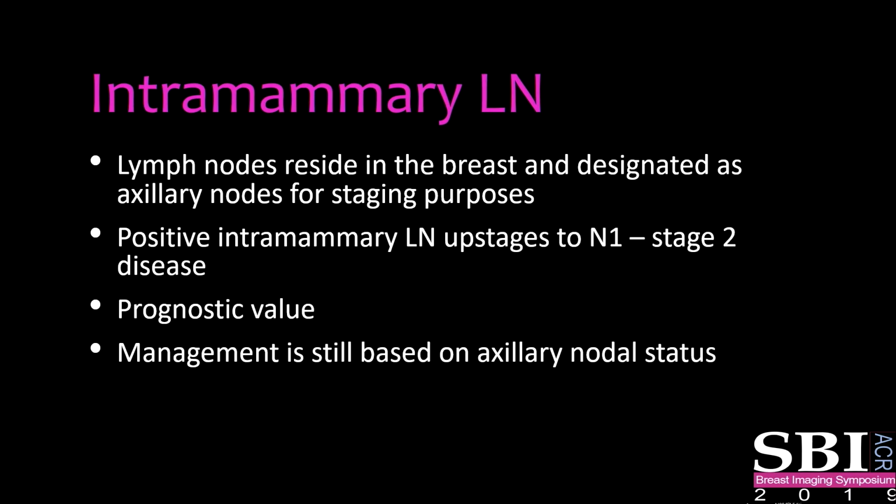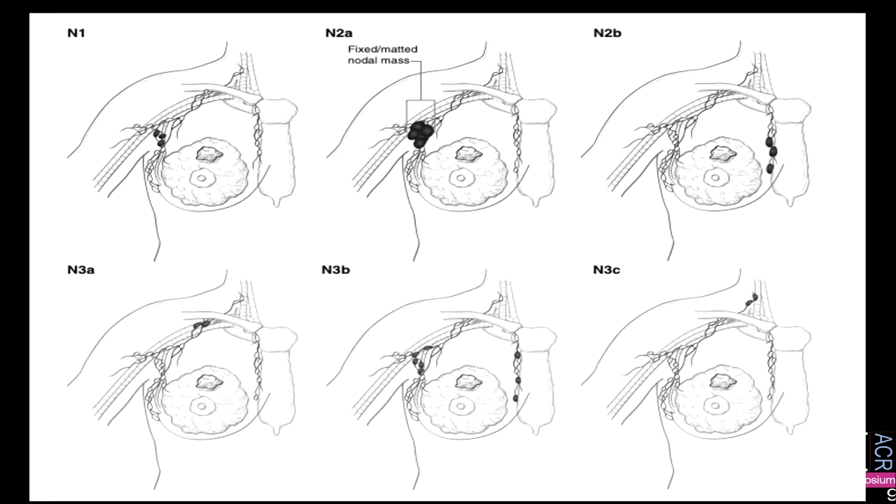But the management generally is still based on the axillary lymph node status. So typically, if the axillary lymph nodes are not involved, at least in an institution, the intramammary lymph node will be excised along with the breast mass if breast conservation is contemplated. So based on the axillary involvement and the internal mammary lymph node involvement, the staging changes. And we just had a lecture on this, and the same slide was projected beautifully, so I'm going to skip over.